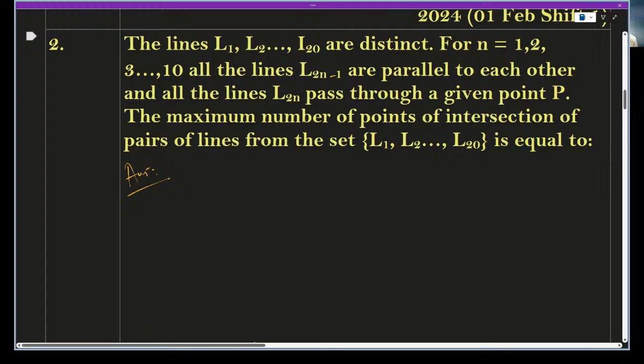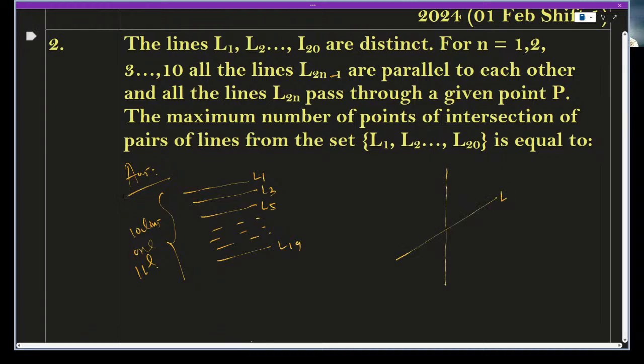They are distinct lines, but out of them, L2n minus 1. 2n minus 1 means L1, L3, then L5, then up to L19. How many are parallel? 10 lines are parallel. Understood? They have given that the L2n minus 1 lines are parallel to each other. Read the statement. And what about L2n?